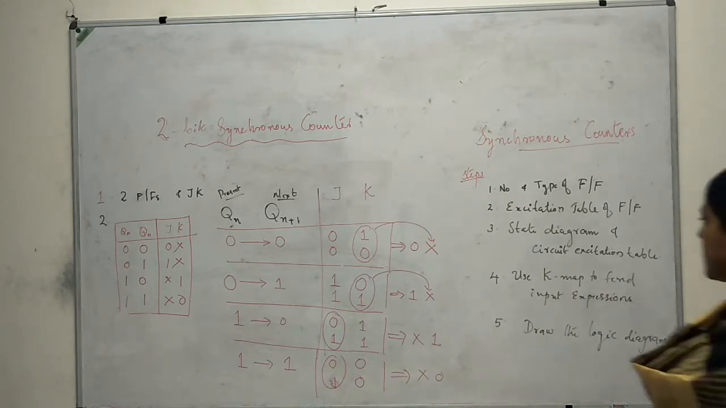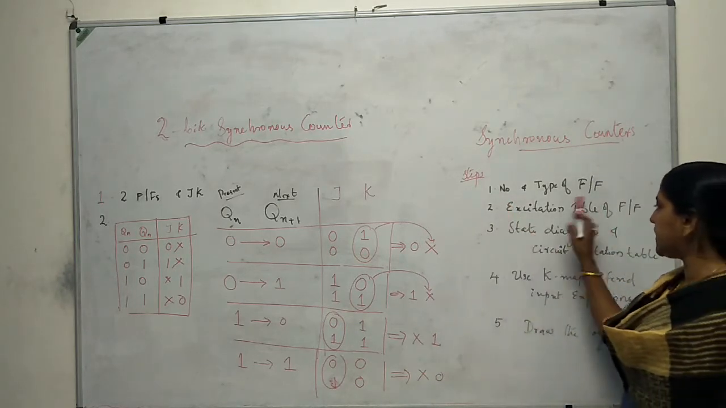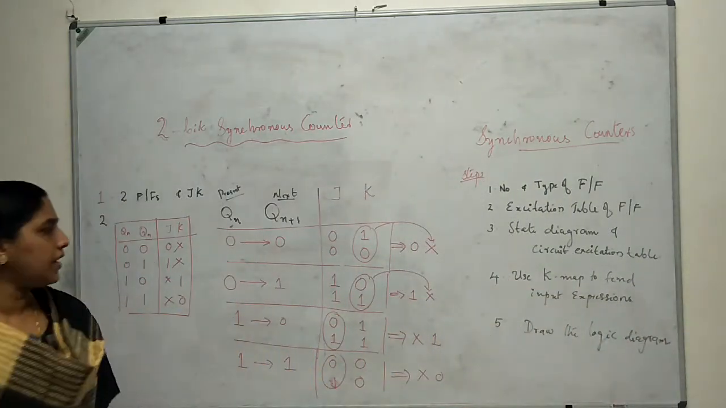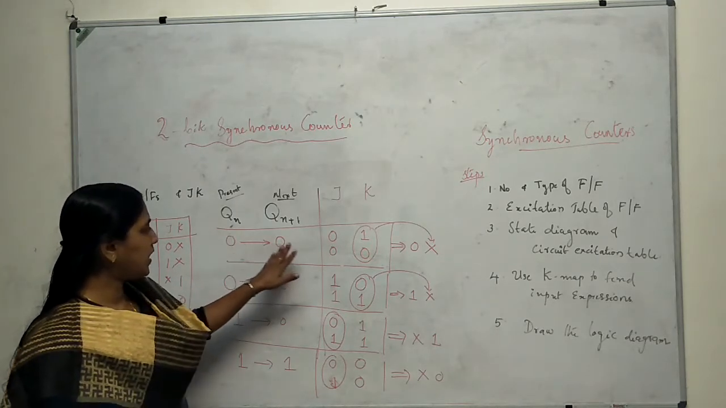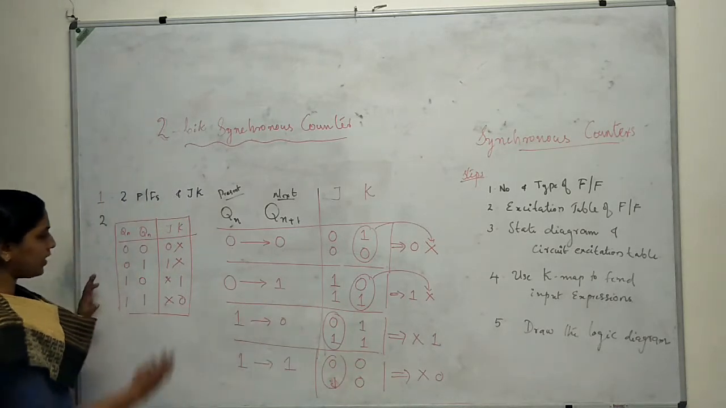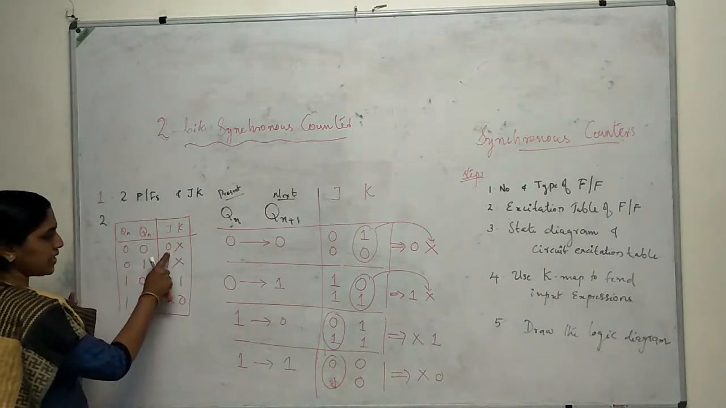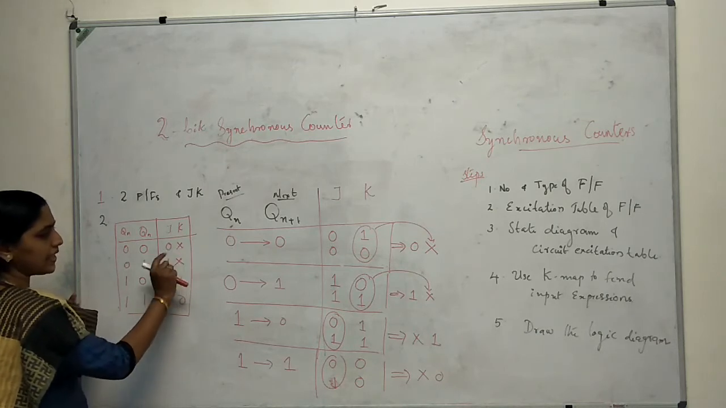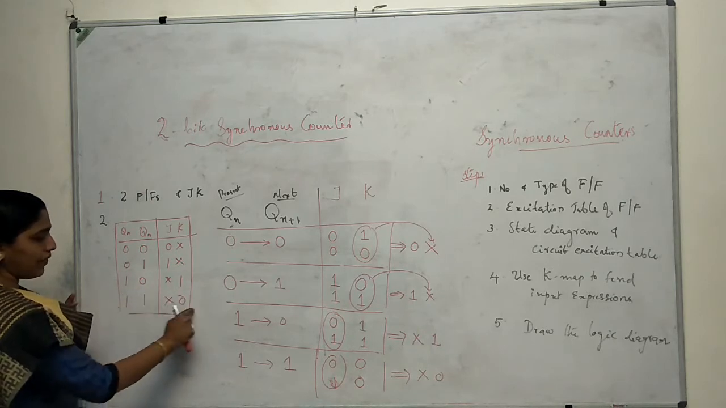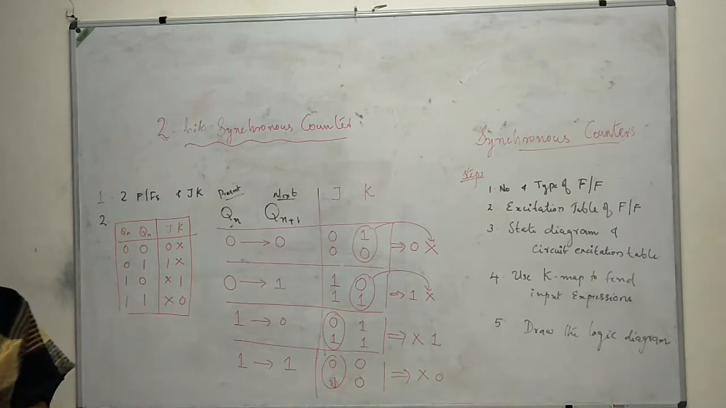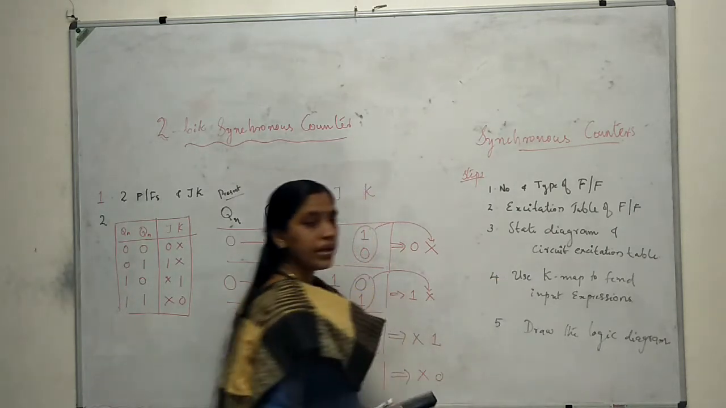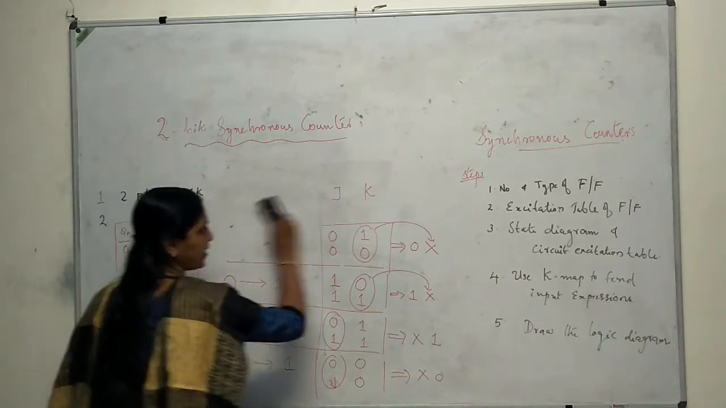Okay, so we are in the second step. We have to find the excitation table of this flip-flop. Since we are using a JK flip-flop, the excitation table is this. This is the present state and next state, and I have drawn a summary of this table. 0 0 means 0x, where x is a don't care, so it can be either 0 or 1. 0 1 means 1x, 1 0 is x1, and 1 1 is x0. Okay, so this is a summary of that, and now we have to draw the state diagram and the circuit excitation table.